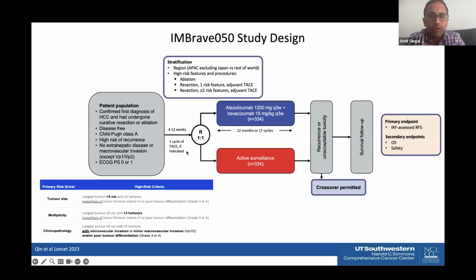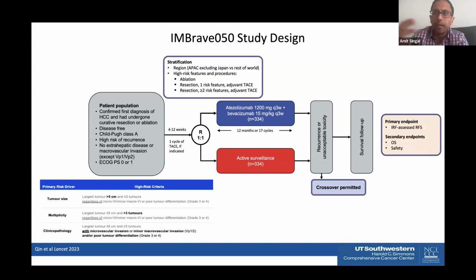And so the IMbrave 050 was looking at how well this regimen worked in the adjuvant setting. What you can see here is that these are patients who had a confirmed diagnosis of HCC, Child-Pugh A. They were at high risk of recurrence after either surgical resection or local ablation. You can see the high-risk criteria defined in the lower left corner. This could either be large tumor size, multiplicity, or poor clinical pathologic features: microvascular invasion, minor macrovascular invasion, including VP1, VP2, or poor tumor differentiation.